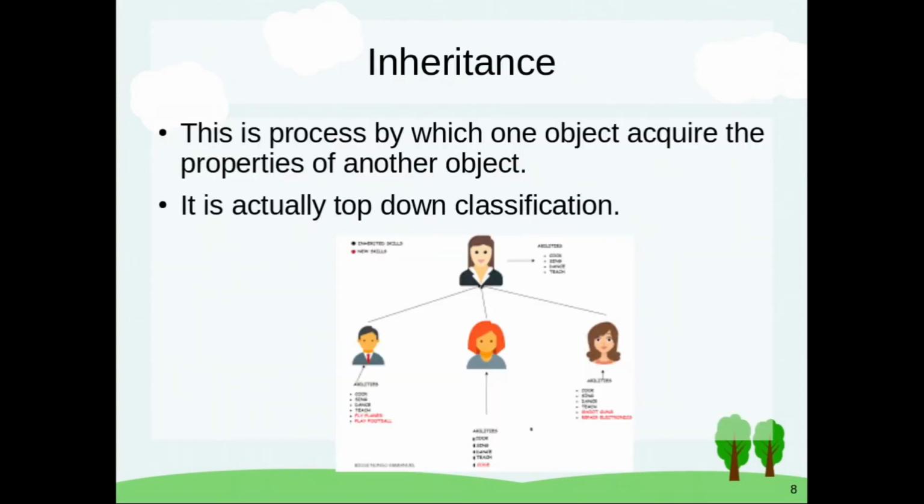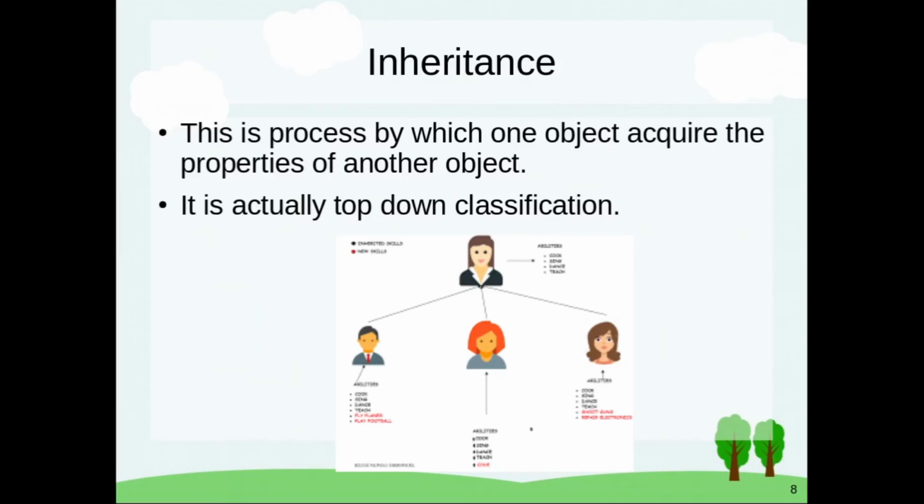Okay, then we have inheritance. Inheritance is the second principle of object-oriented programming. It is the process by which one object acquires the properties of another object. Inheritance is just like in real life, a child has some qualities of its parent.